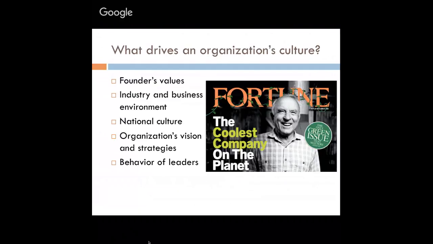And finally, the behavior of the leaders. How does the top brass role model for the company? What behaviors are modeled for the rest of the organization? If you see your leaders behaving a certain way, it gives you clues on how you are expected to behave as well. Here I have a picture of the founder of Patagonia. If you are interested in learning more about Patagonia's culture, which is very unique and very different from most of the other companies that you may buy from or hear about, I have links at the bottom of this video. Feel free to pause the video, click on those links, and watch the videos that take you through Patagonia's unique culture.